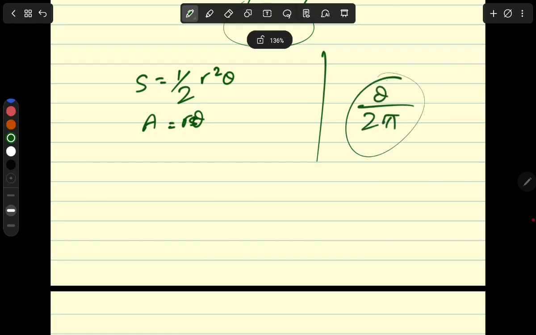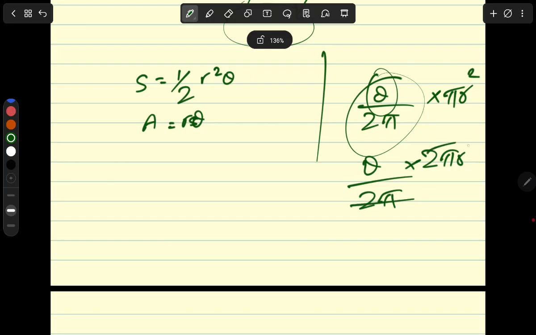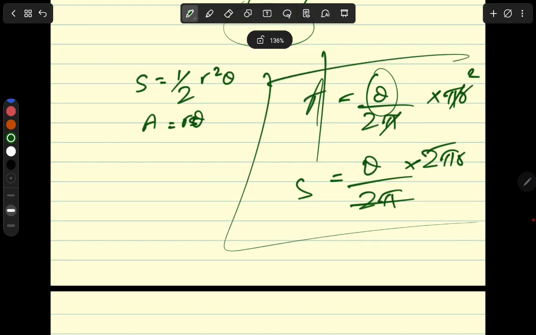So there are 2 pi degrees. We are talking about sector which has theta degrees, and the formula for the area is pi r square, and for the circumference is 2 pi r. And from here you can derive both the formulas. So this cancels this, so this is arc length, and this not this. This cancels this, so this is half r square theta is area. So this is as simple as that.